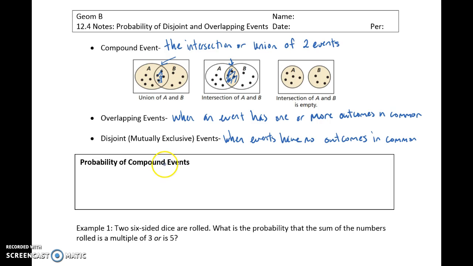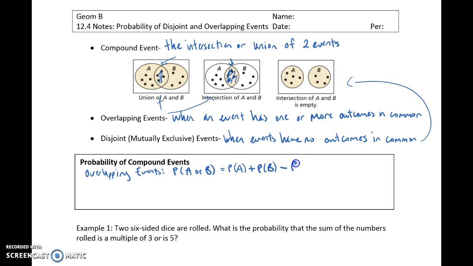Okay, so for the probability of compound events, we have two different types: when they overlap, like these two overlapping, or when they're disjoint, like that last one, mutually exclusive. If we have overlapping events, when you're looking at A or B but they have outcomes in common, the probability is going to be the probability of A plus the probability of event B, but minus the probability of them both happening, so the probability of A and B. Alternatively, if it's disjoint or mutually exclusive, then it's super simple. The probability of either A or B happening, because they have nothing in common, is just the probability of A plus the probability of B.